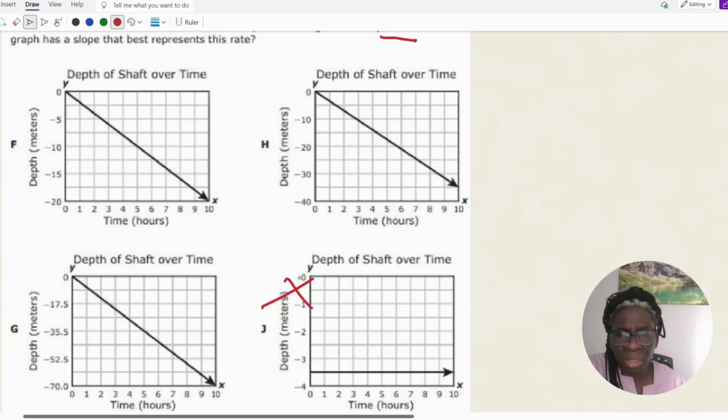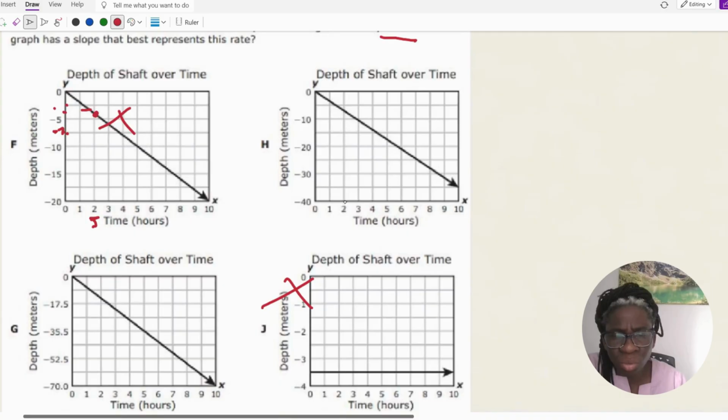So now let's look at 2 hours. Let's start with this one. At 2 hours, it's supposed to go down by 7 meters. So let's trace 2 hours up here. Since the midpoint of this is 5, 10, if this is -5, this one will be negative 7.5. So this point here is less than 5, so it cannot be this.